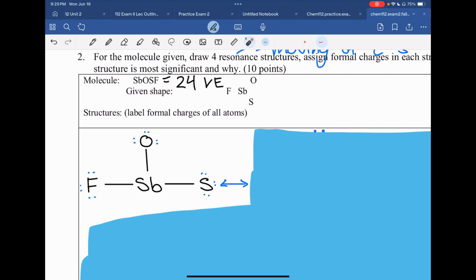So antimony doesn't have an octet. So it's going to steal from a neighbor and make it a double bond, so that it's happy. It has an octet. Okay?